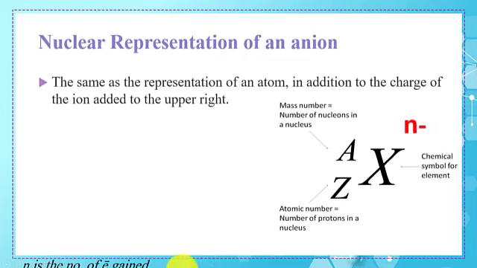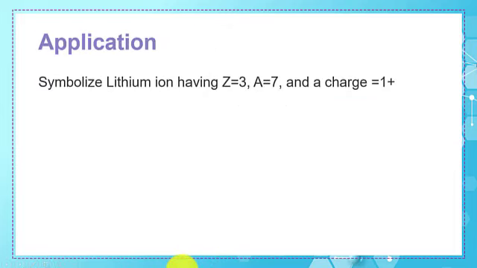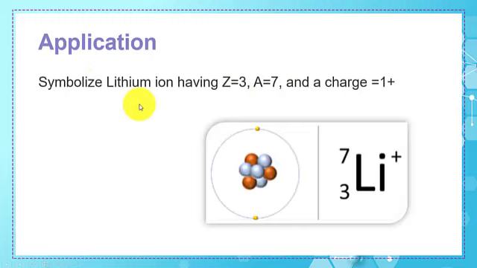So, in order to symbolize the lithium ion, having Z equals 3, A equals 7, and its charge 1 plus, we simply write the symbol of the ion, that is Li, Z represented to the lower left and A represented to the upper left, and the charge that is 1 plus is represented to the upper right.